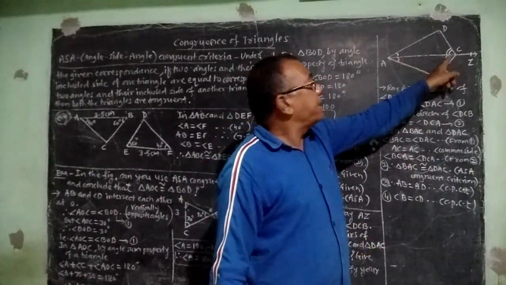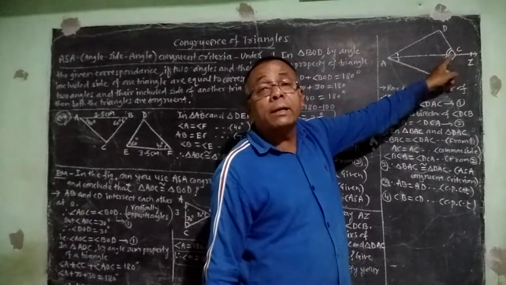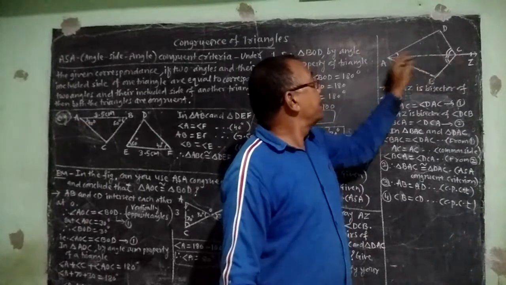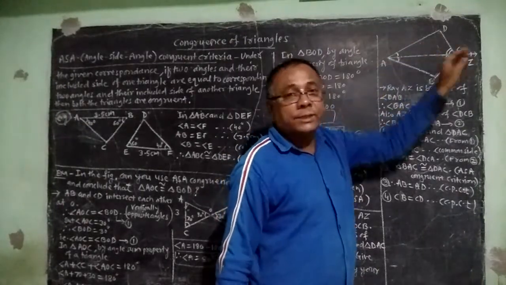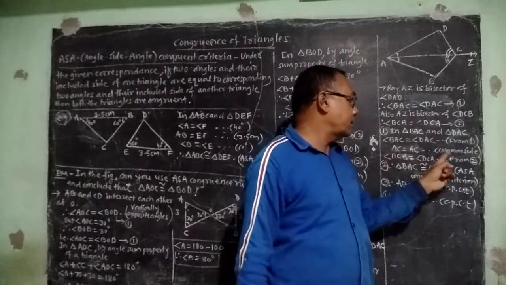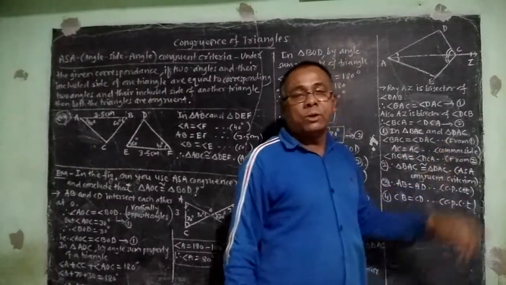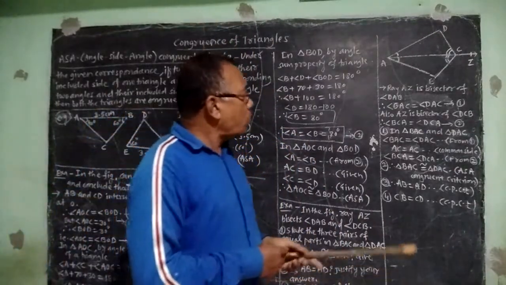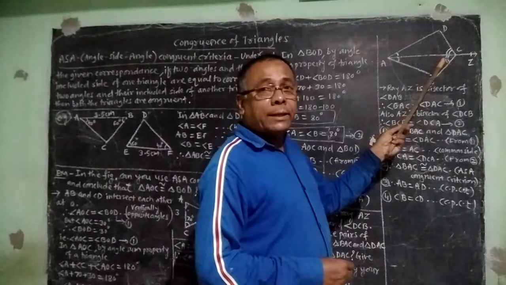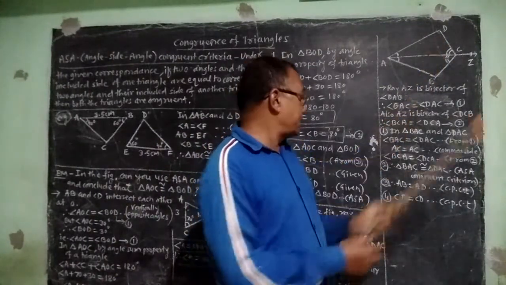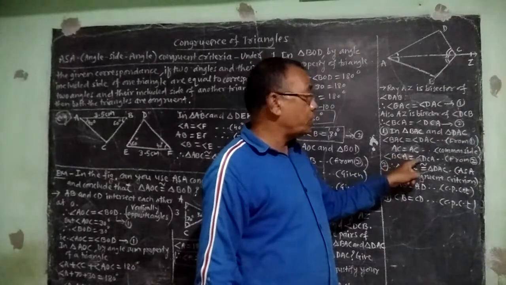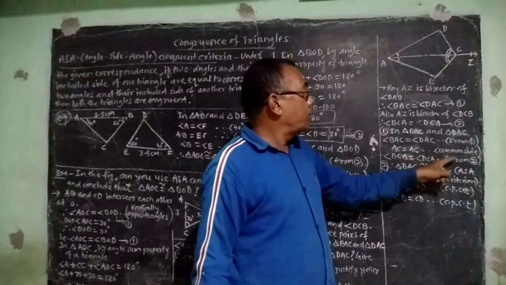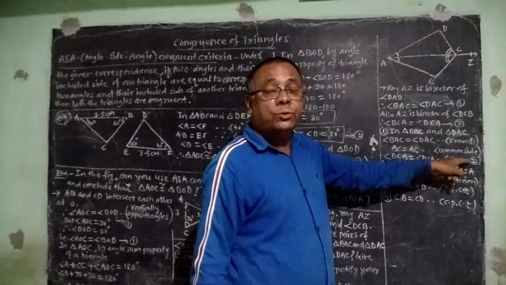Then we know that AC is the common side of these two triangles. Means AC is a side of triangle ABC, as well as AC is a side of triangle ADC. So AC is the common side. So here we have written AC is equal to AC, and the reason is common side. Now here we know the second pair of angles, that is angle BCA equal to angle DCA. So these two angles are equal. We can write the reason from equation 2.